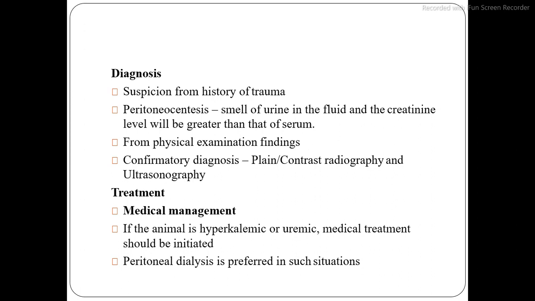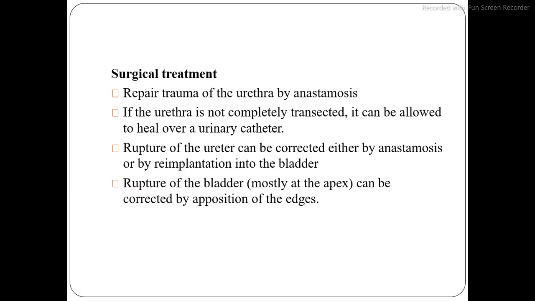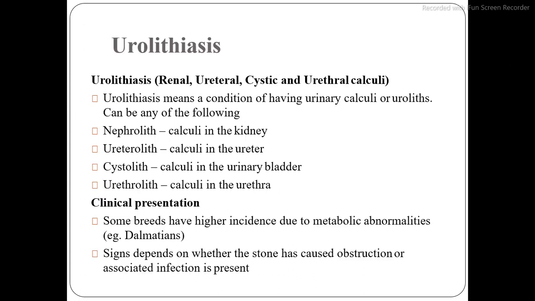Treatment: medical management. If the animal is hyperkalemic or uremic, medical treatment should be initiated. Peritoneal dialysis is preferred in such situations. Surgical treatment: repair trauma of the urethra by anastomosis. If the urethra is not completely transected, it can be allowed to heal over a urinary catheter. Rupture of the ureter can be corrected either by anastomosis or by reimplantation into the bladder. Rupture of the bladder, mostly at the apex, can be corrected by apposition of the edges.